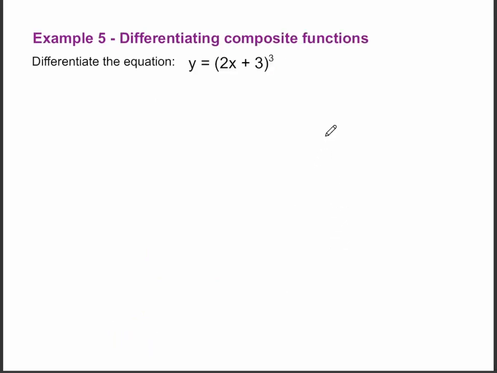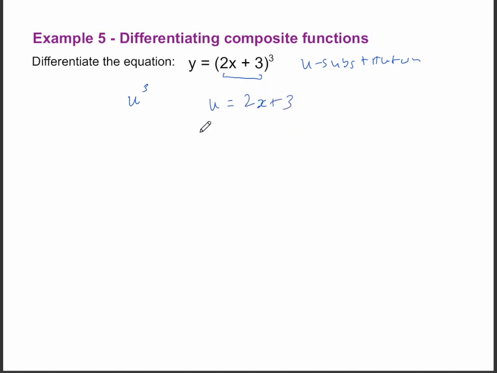Next, when differentiating composite functions, we will do something known as u substitution. What this is: we know how to differentiate 2x plus 3, and we know how to differentiate u to the power 3. But when those things are combined, then it gets a bit harder. So what we will do is just reduce it to that u to the power 3. So let u equal 2x plus 3.